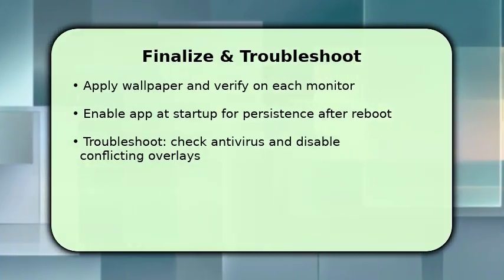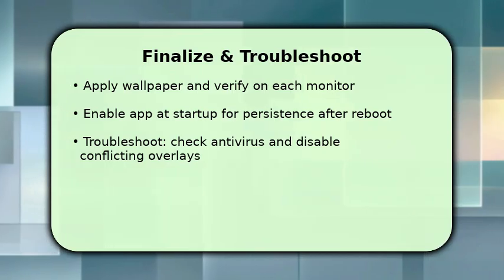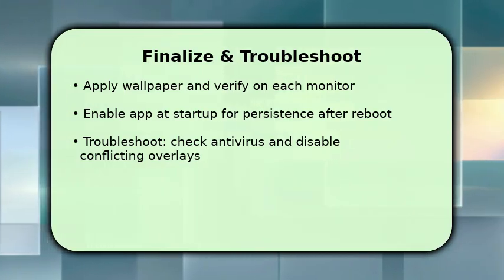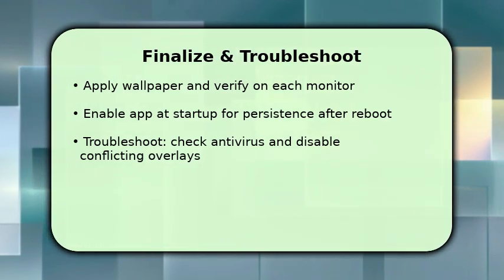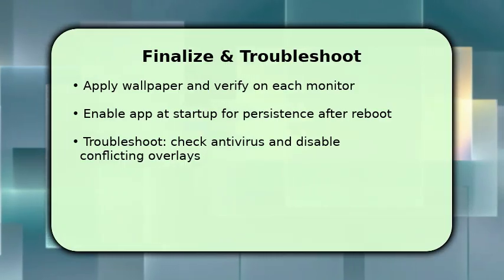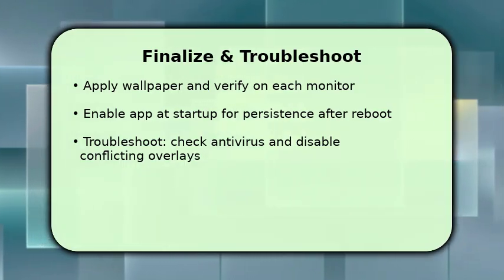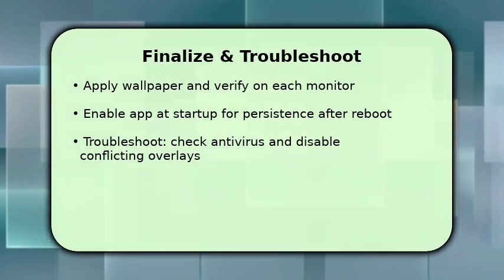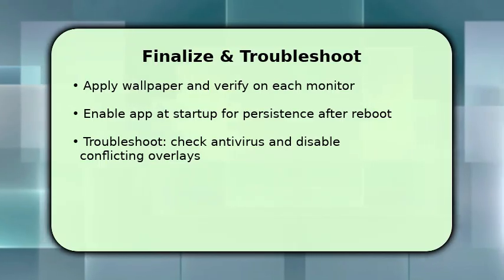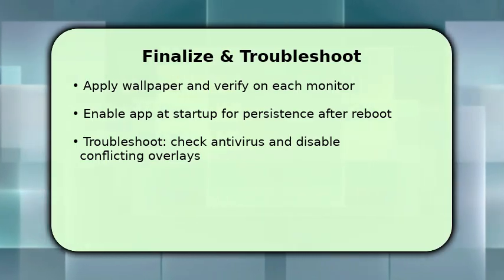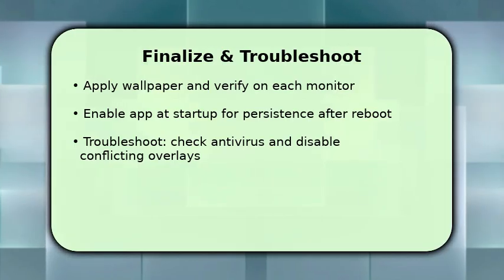If playback stutters or wallpaper disappears, make sure antivirus or system optimizers aren't blocking the app, and disable other overlays like game bars. If performance issues persist, lower resolution or frame rate in settings. Then restart the app and reapply the wallpaper to ensure stability.